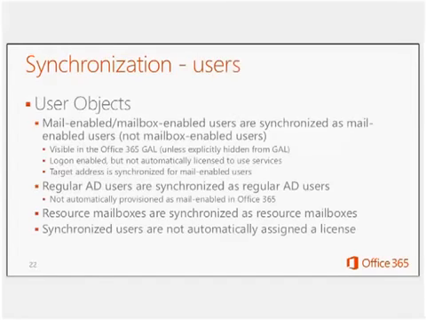When we synchronize users, the mail-enabled and mailbox-enabled user objects are synchronized as mail-enabled users, not mailbox-enabled users. They're visible in the Office 365 GAL unless explicitly hidden. They're logon-enabled but not automatically licensed. And the target address is synchronized for mail-enabled users. Regular AD users are synchronized as regular AD users. They're not automatically provisioned and mail-enabled. Resource mailboxes are synchronized as such. And one critical thing, and I always get a lot of feedback on this: synchronized users are not automatically assigned a license.